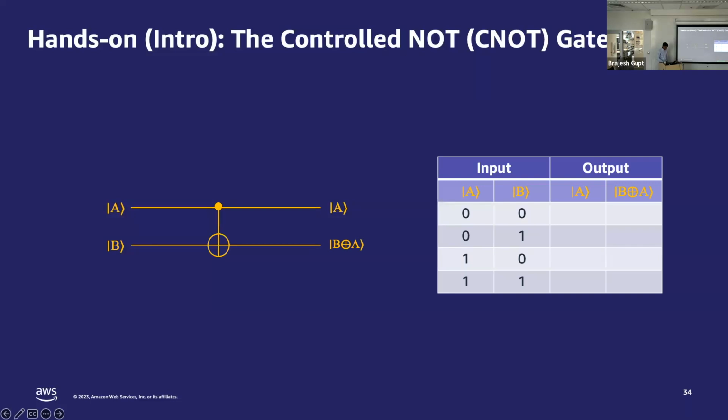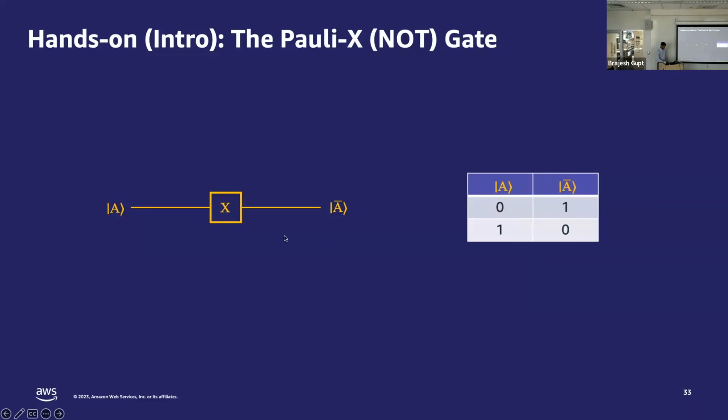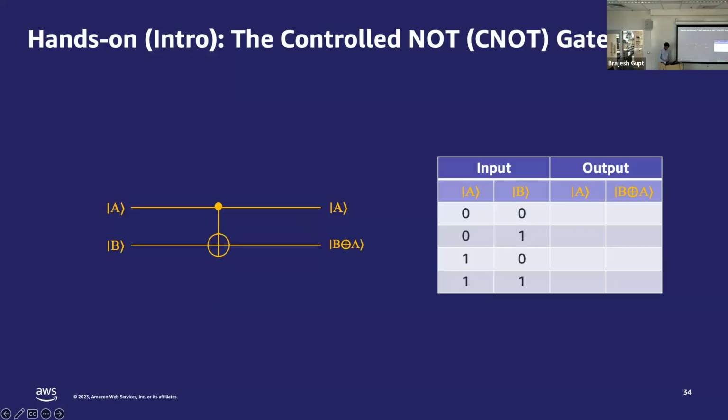Okay. Then there is the controlled NOT gate. There is a classical analog of the Pauli X gate in classical computing, and that is simply the NOT gate. However, the controlled NOT gate is a special gate in quantum computing, which generates entanglement between two qubits, right? The way it works is that we have two qubits, A and B. Then the state of the second qubit changes depending on the state of the first one, right?